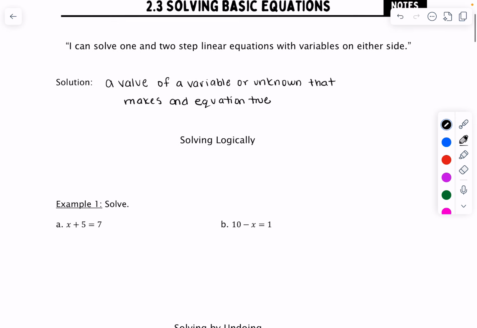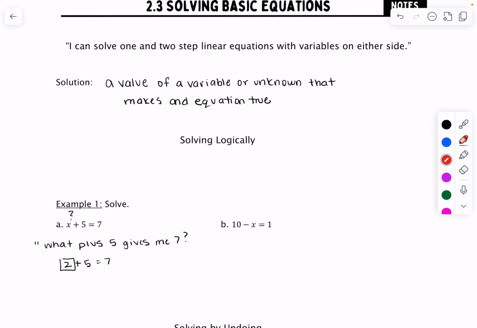So if I'm looking at x plus 5 equals 7, I'm asking myself, what is x? I don't know what it is, but I do know that what plus 5 gives me 7. So what is that? What plus 5 gives you 7? And that would be 2. If I were to fill in the blank, it would be 2 plus 5 equals 7. It's a pretty simple example, but 2 would be the solution here. That's the missing value that makes this equation true. 2 plus 5 equals 7.